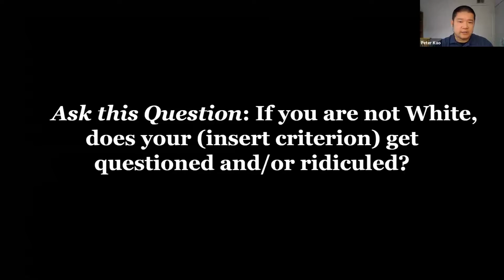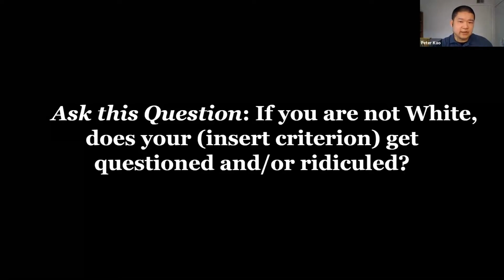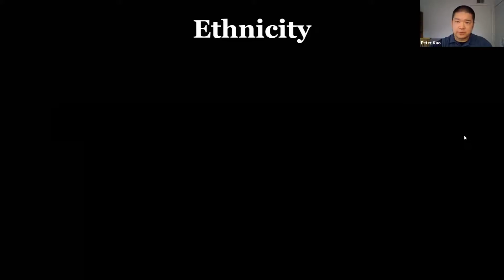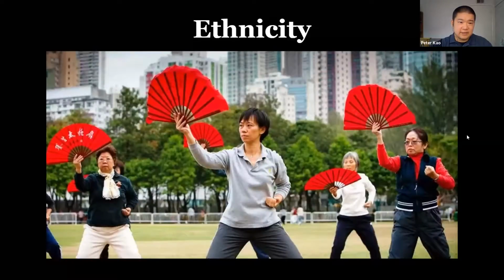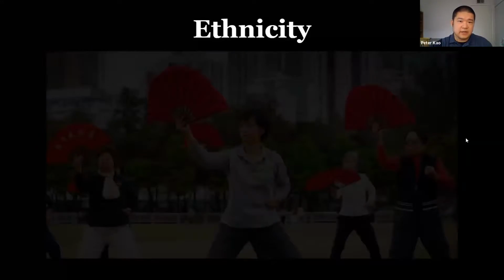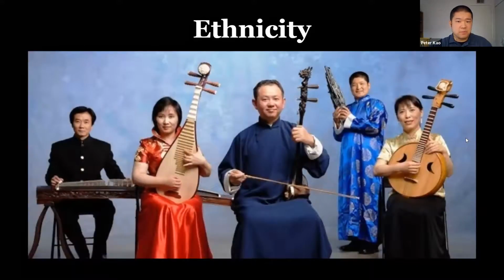If you are not white, does your, and we insert the criteria, get questioned or ridiculed? Because that's what discrimination and racism is about, right? So let me give you an example and we'll work through this. So first, ethnicity. Remember, it's about culture, right? So if you are not white, does your culture, or in this case, food, get ridiculed? Do people think the food of your culture is gross and nasty? If you are not white, do people ridicule the practices of your culture? If you are not white, do people ridicule the music of your culture, the clothing of your culture?